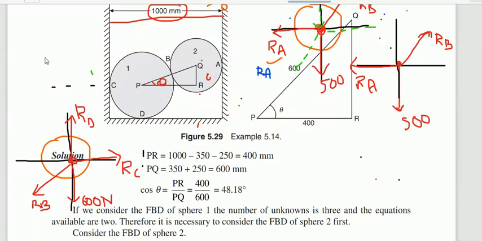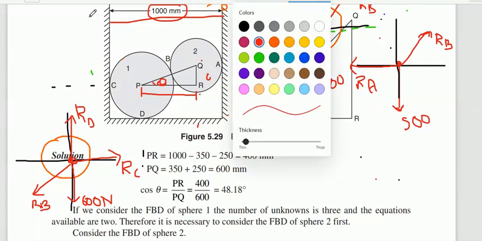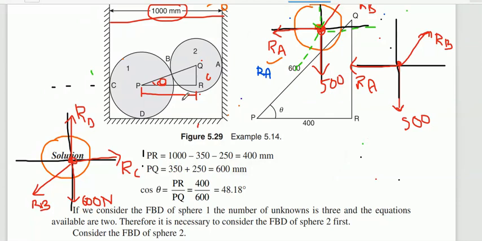Now by observing the figure, what is the distance PR? Just observe the figure and try to answer. What is this green color? From here to here, what is this? Radius of sphere 2. And from here to here, radius of sphere 1. Green color indicates the radius of sphere 1 and sphere 2. Is it clear?